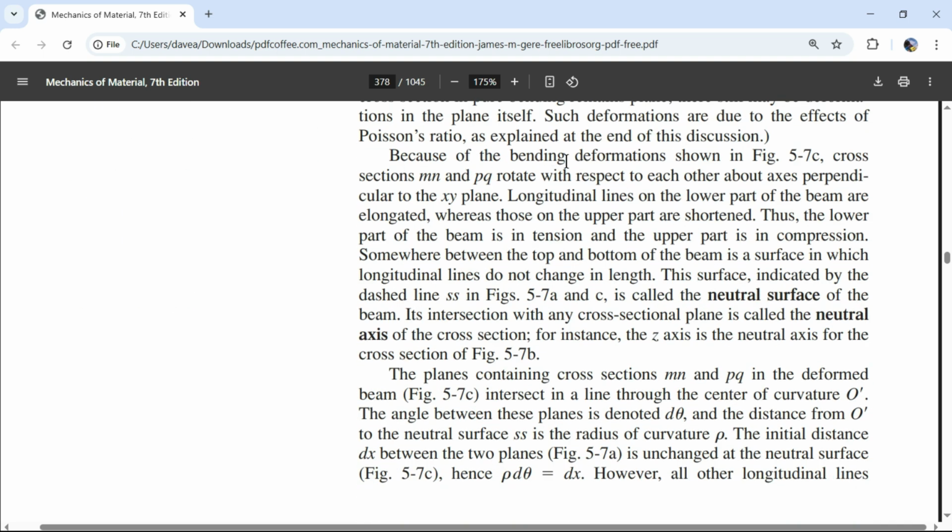Cool. Because of the bending deformation shown in that bending diagram that we're looking at, 5-7C, cross sections MN, that's the one on the left, and PQ, they rotate. So that's what we were talking about. Those lines are no longer vertical. And this is just like, what's the proof here? That a moment causes a curve.